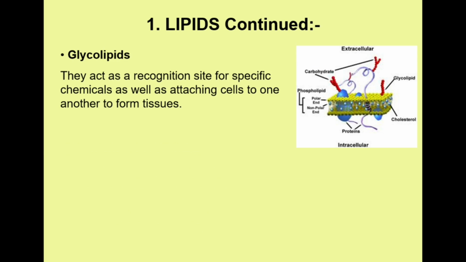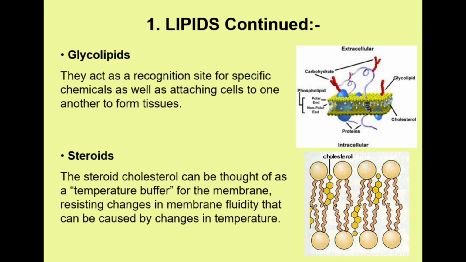Glycolipids, as I mentioned previously, are lipids covalently bonded to carbohydrates, and they act as a recognition site for specific chemicals, as well as attaching cells to one another to form tissues. So we get this transfer of information and also attachment sites between cells. They may make up just a small percentage of the components of the plasma membrane, but they do play an incredibly important role. The other one that I mentioned is the steroid lipid that we find within the plasma membrane, and that's cholesterol. Cholesterol acts as a kind of temperature buffer for the membrane.